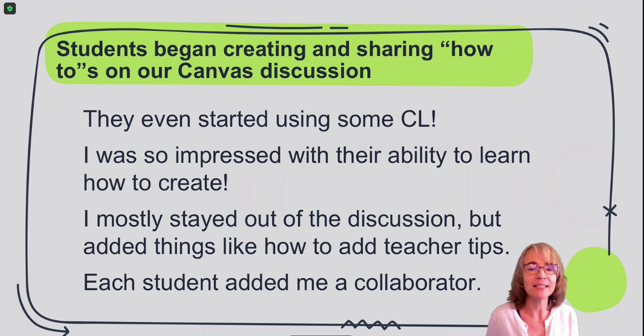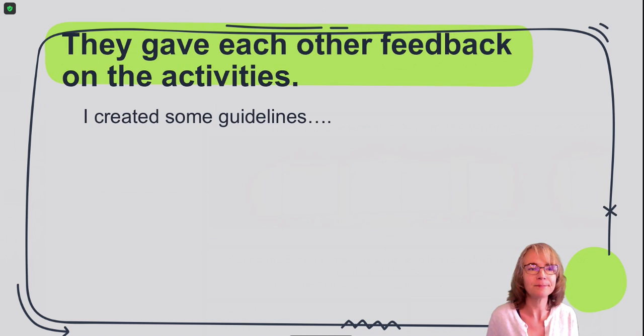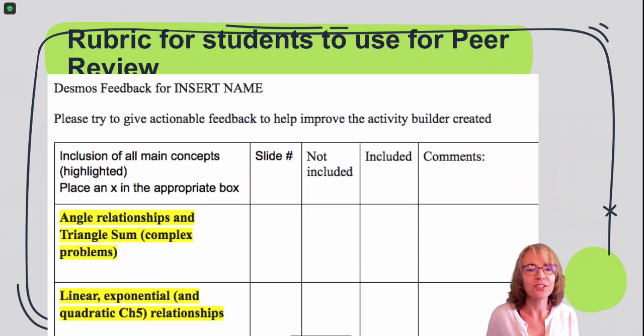Each student added me as a collaborator on their activity builder final. So I was also a collaborator so I could make sure they were making progress and see what their activity was looking like. After they had their draft, so they submitted their draft, they gave each other peer feedback. So they did some peer review on the activities. So I created some guidelines, pretty simple guidelines on just whether they included the main ideas and then the overall understanding. So they had to reference the slide, whether it was included or not, and then some comments.